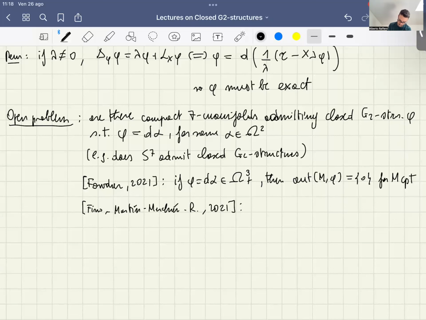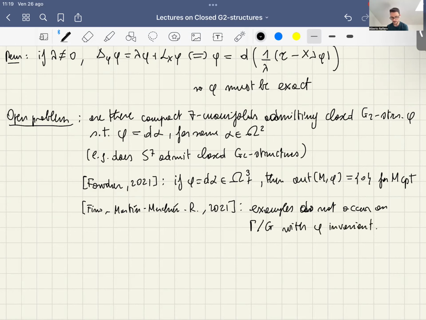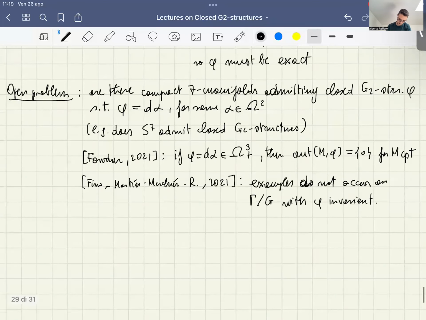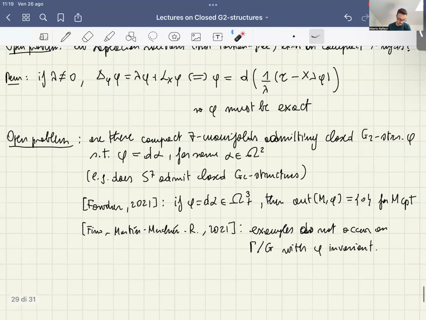So examples do not occur on the compact quotient of a simply connected Lie group by a compact discrete subgroup with the closed G2 structure that is invariant on them. So that is induced by a left invariant one on the Lie group G. So these are completely open problems.